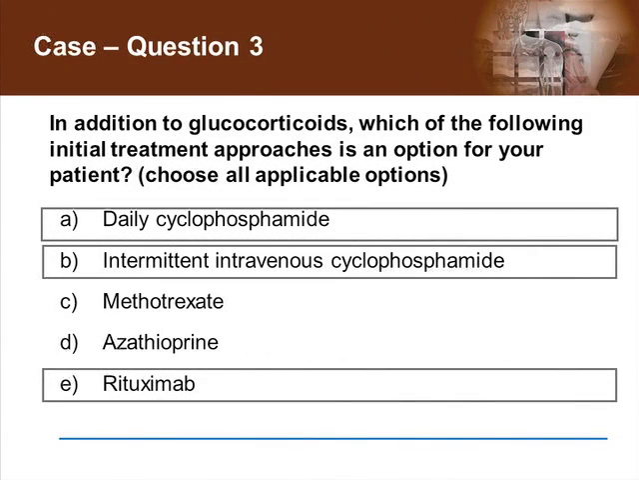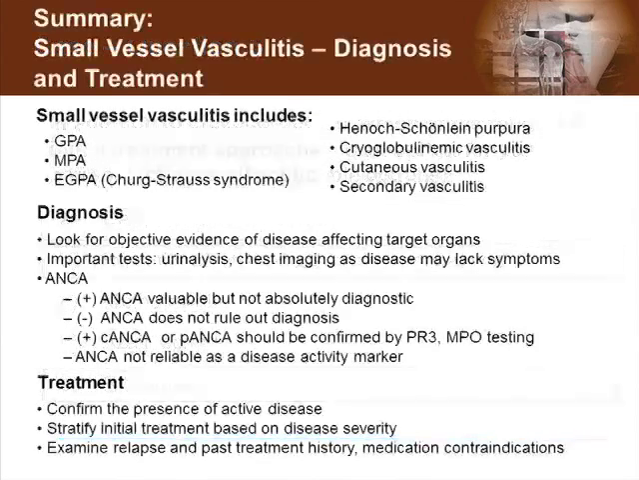So in coming back to our question about, in addition to glucocorticoids, which of these medications would be options, as we had discussed, this is a patient that does have severe disease, as evidenced by active glomerulonephritis with a rise in creatinine. This would make the three treatment options either daily cyclophosphamide, intermittent intravenous cyclophosphamide, or rituximab. Neither methotrexate nor azathioprine should be considered in this setting.